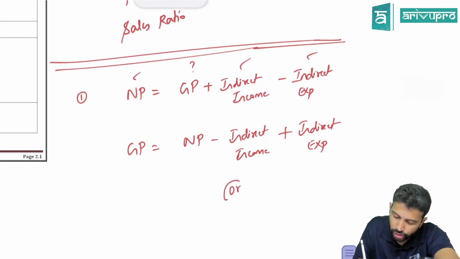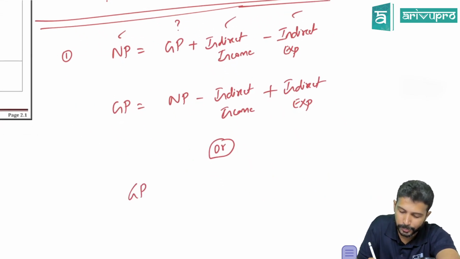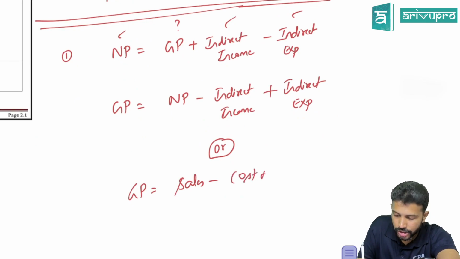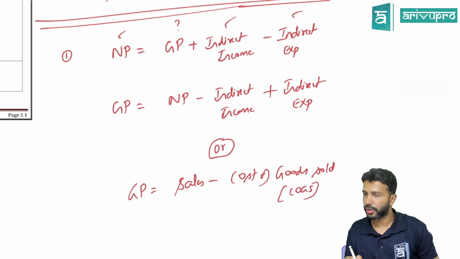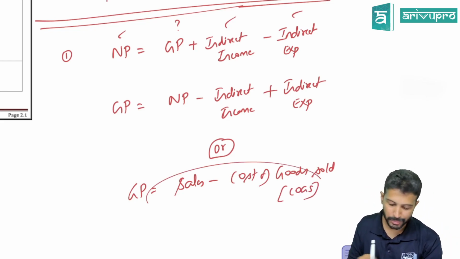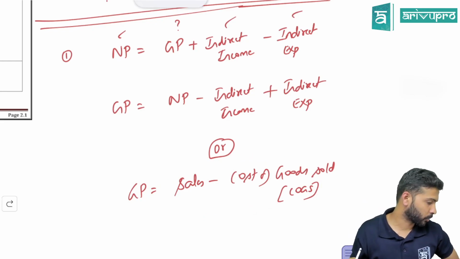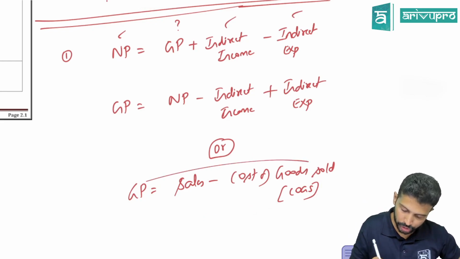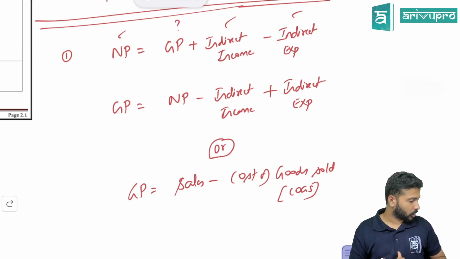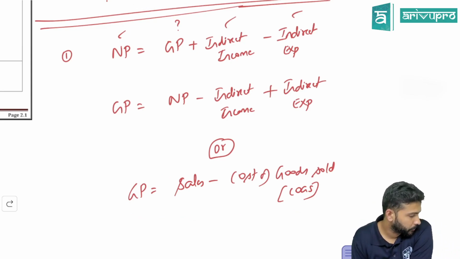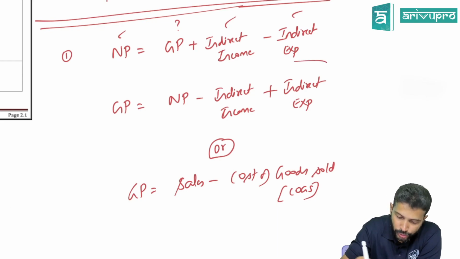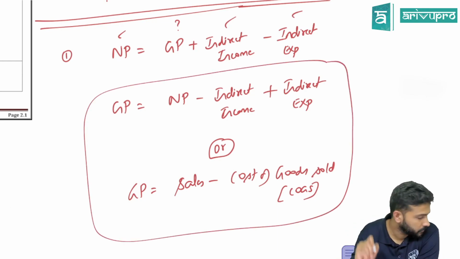Or one more equation is also there. Some of you might have solved it. GP is nothing but sales minus cost of goods sold, COGS. Have you done this? Yes, COGS, cost of the goods sold. Sales minus COGS will give you gross profit. Online is also okay with second equation. One of the two will be utilized in the problems if GP is not given. So write down these two, that's all, in your notebook.